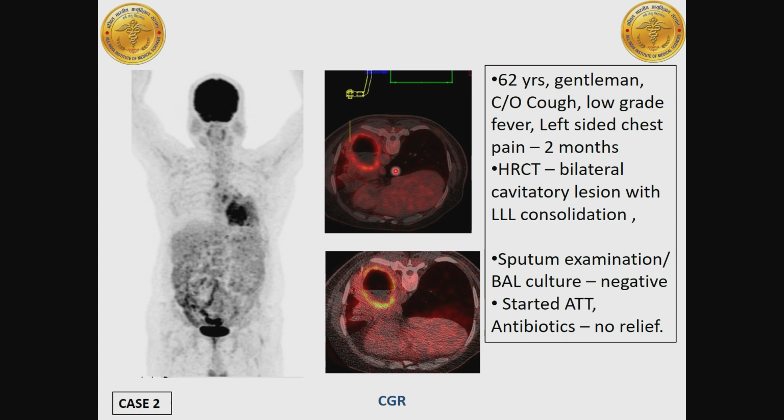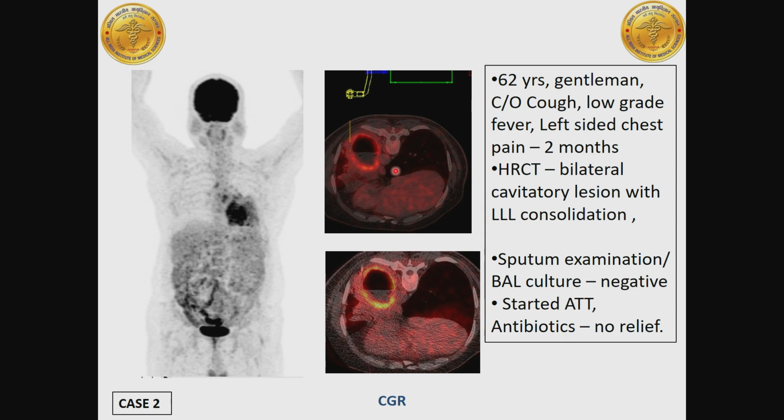This is another case of a 62-year-old gentleman who presented with cough and low-grade fever and left-sided chest pain for 2 months. HRCT showed bilateral cavitary lesions with left lower lung consolidation. The sputum examination and the lavage were negative for any infectious pathogens, and he was started empirically on anti-tubercular drugs as well as antibiotics, but there was no improvement in the symptoms.